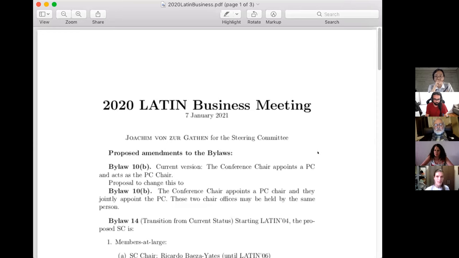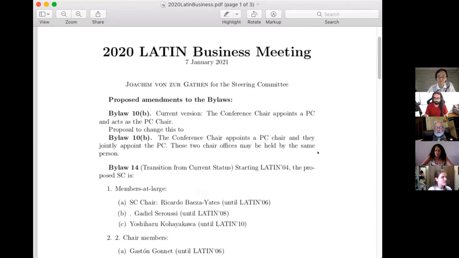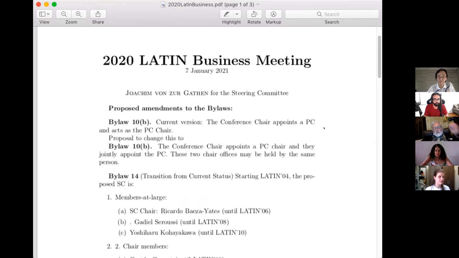One of the most important things is first a big applause and thank you to the local organizers who, in the face of the difficulties caused by this damn virus, still managed to run a very well performing conference. I have a few things to say about the bylaws. A suggestion was made to me concerning the connection between conference chair and PC chair, and the current version is somewhat asymmetric.